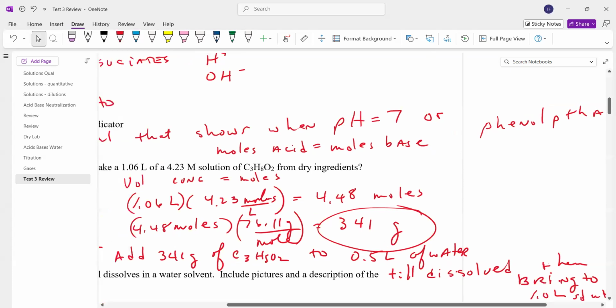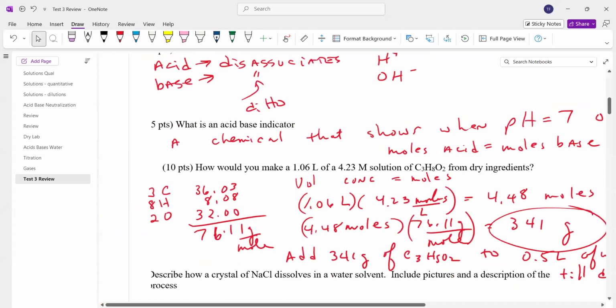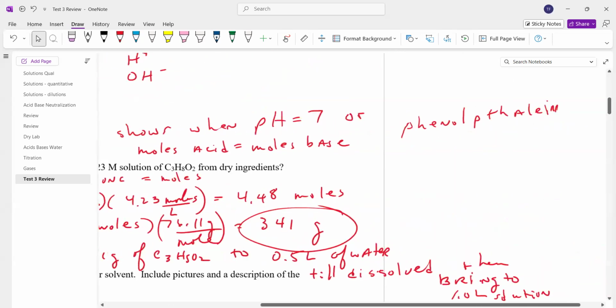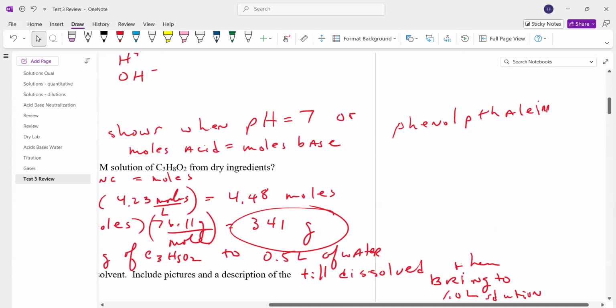Okay, but when I say, how would you make it? I want directions. How do you make it? And be very specific on dry ingredients: fully dissolve it before you bring it up to final volume. Yeah, the last part, I add to 0.5 liters of H2O to dissolve, and then bring to 1.06 liters solution. In other words, bring it up to final volume. That make sense?